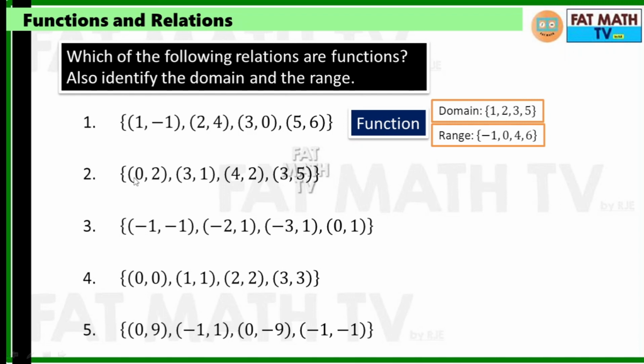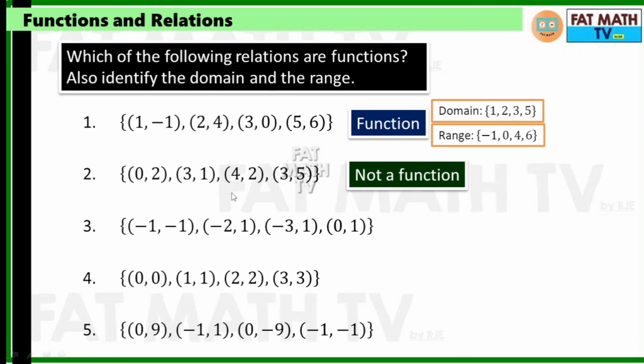Number 2, a set containing the ordered pairs (0, 2), (3, 1), (4, 2), and (3, 5). As you can see here, 3 is being paired to 1. At the same time, 3 is being paired to 5. So you have to check the x values if they're paired to only one y value. If they're not paired to only one, then it's not a function. So in this case, 3 has pairs 1 and 5, so it is not a function.